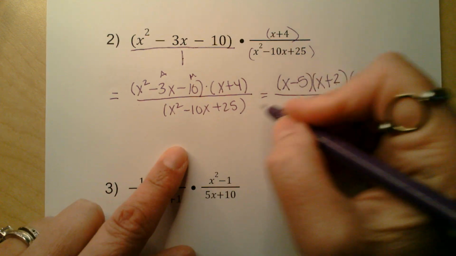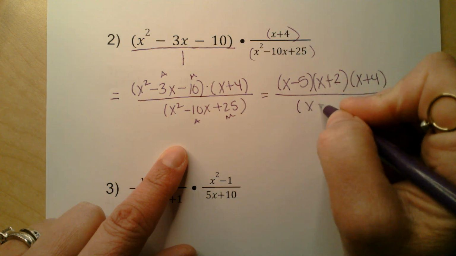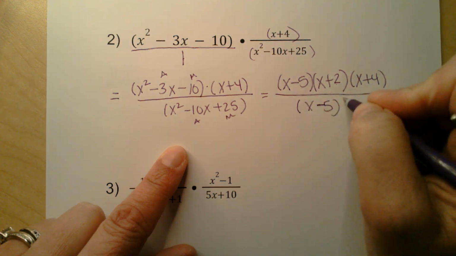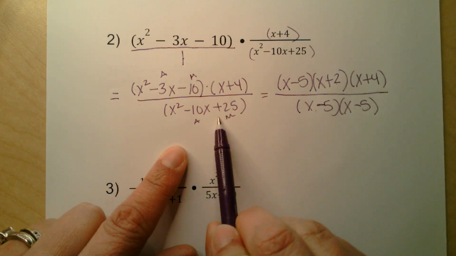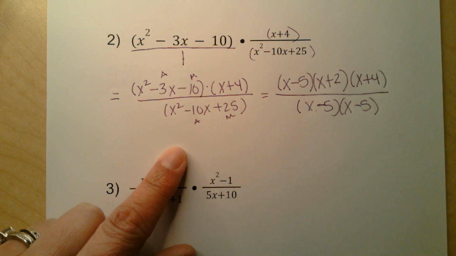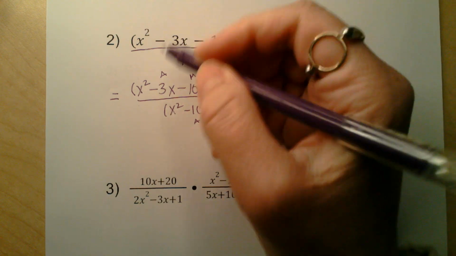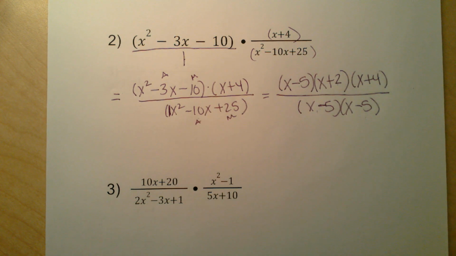Let's factor the denominator. What multiplies to 25 and adds to negative 10? You got it. X minus 5 times x minus 5. Negative 5 times negative 5 gives you positive 25. Negative 5 plus negative 5 gives you negative 10. Again, a was 1 here, so we could use that easier factoring method. Now the fun part comes. We get to cross things out.